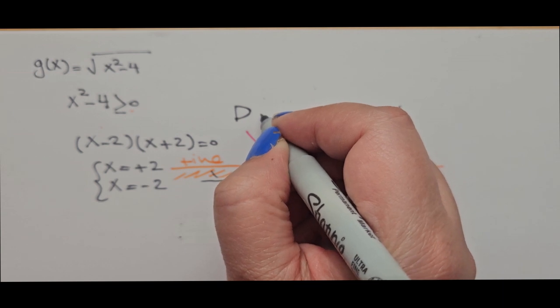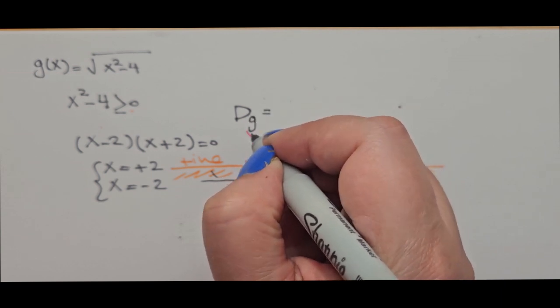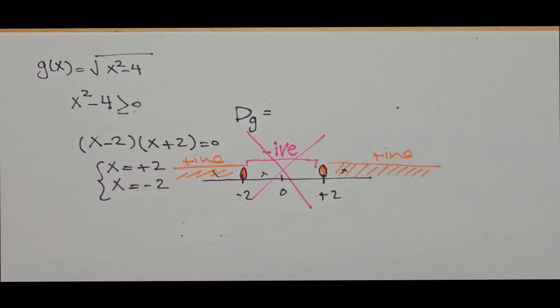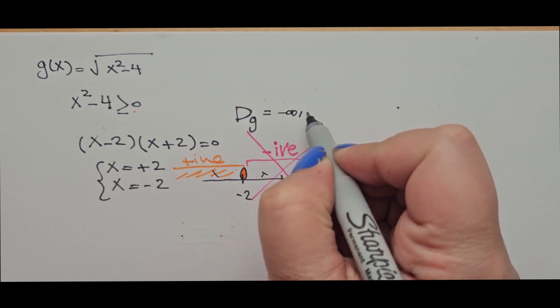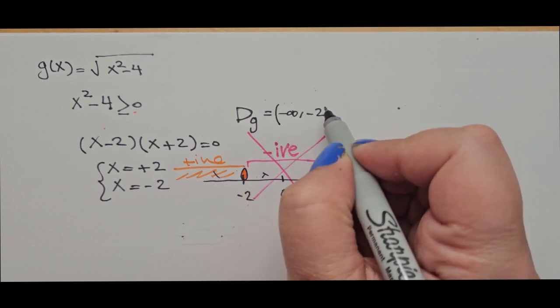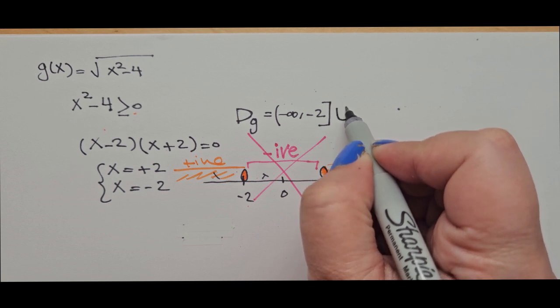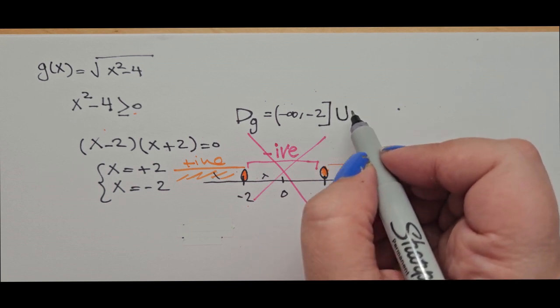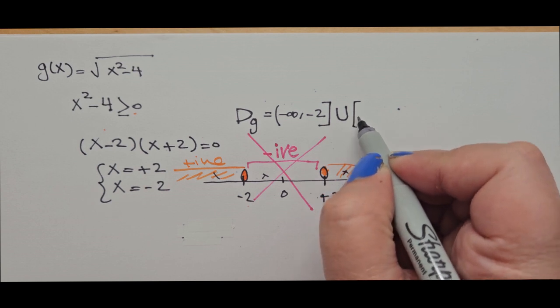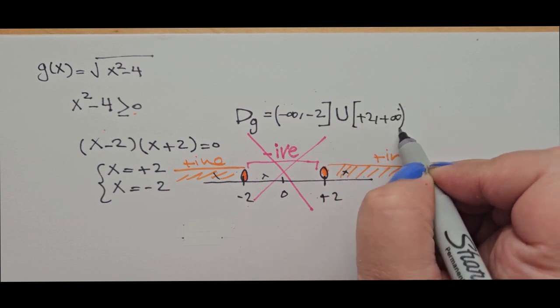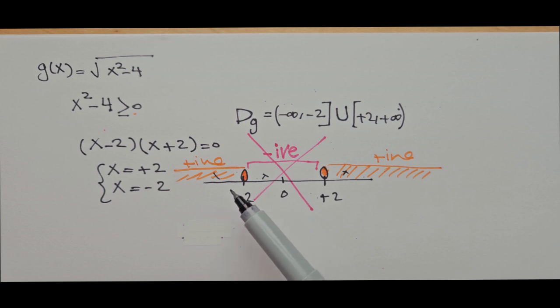the domain would be the domain of your function, which is g. So it's all the negative numbers all the way to -2. Okay, so -2 is included, and right from +2 all the way to positive infinity. You can either use this one or this one to show all the accepted values, or the domain, for your function.